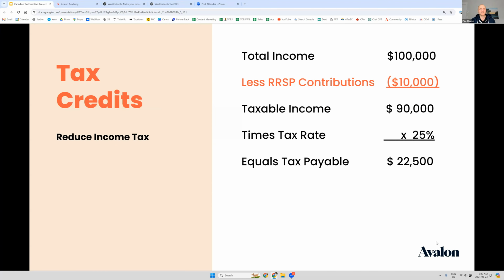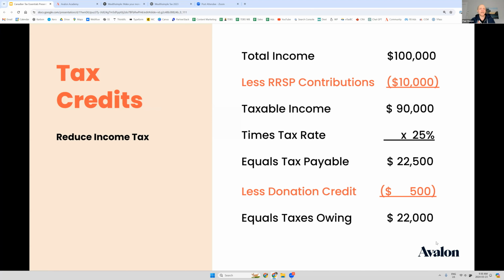So we've already used our tax deduction up there, less a tax credit. So we have a donation tax credit in this example. We're going to reduce our actual tax owing. So that's the difference. Tax deductions just reduce your income. Tax credits reduce your income tax. That's really all you need to know.